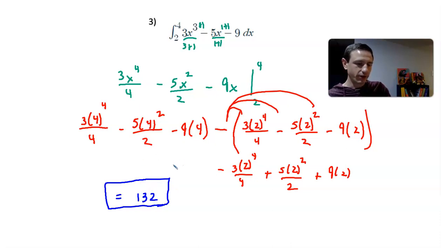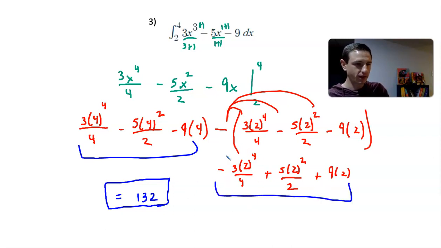Just figure out your calculator. Figure out what works best for you. If you need to do this, write that number down, and then do this, write that number down, that's fine. If you've got to do each individual term, however you want to do it, let's do it. But at the end of the day, you're going to get 132.